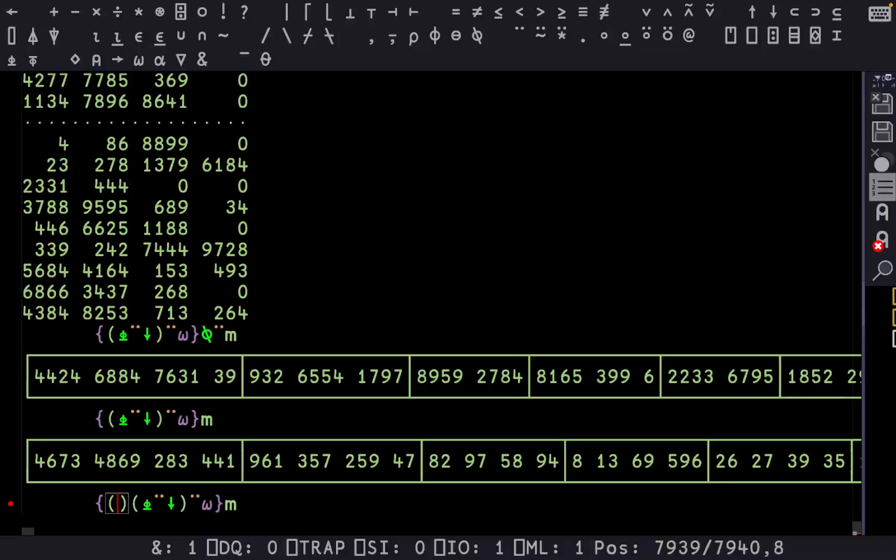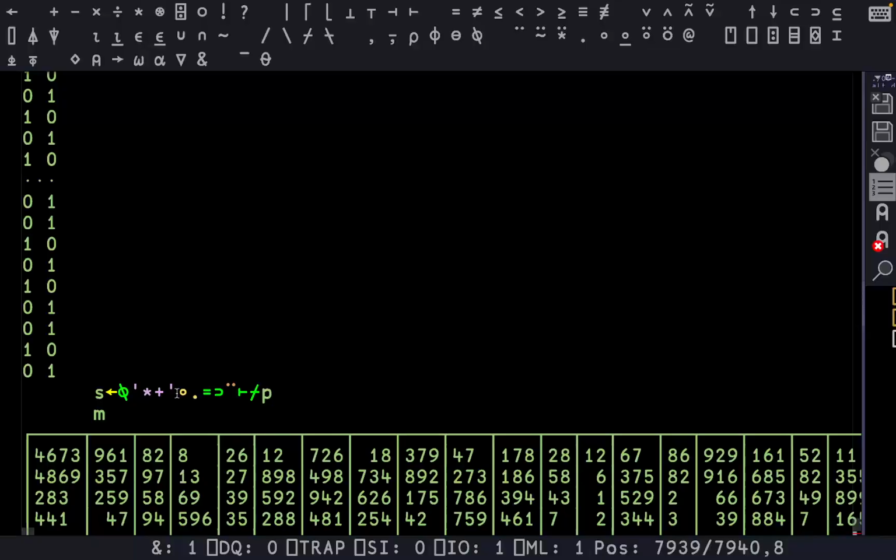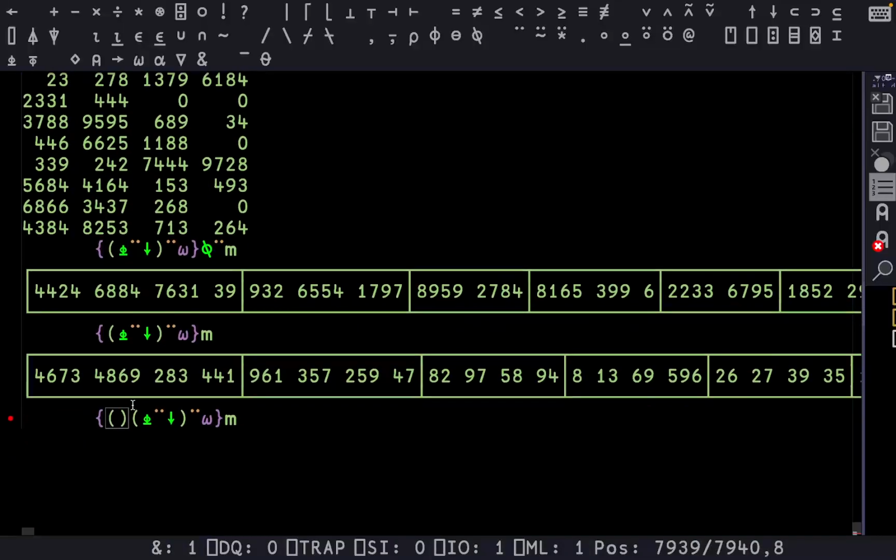Okay, so what was my order for the selection matrix? So it's times and then plus. So now let's see.